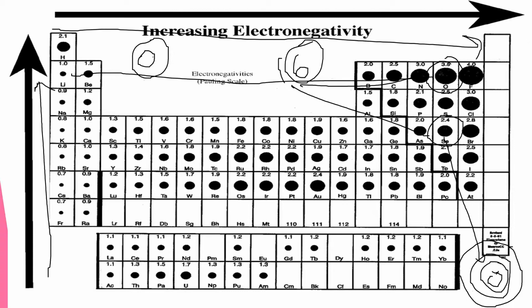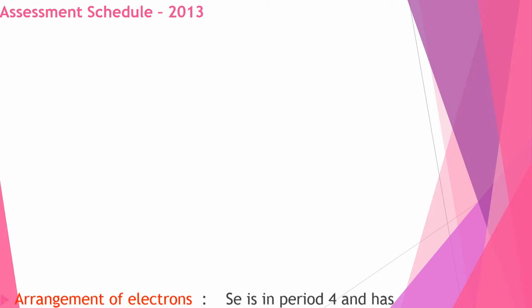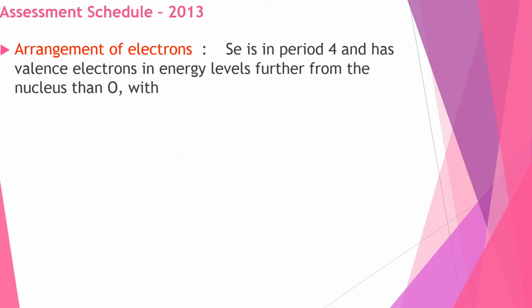So then let's look at how we'll structure our answer. How do you now explain why selenium has a lower electronegativity value as compared to oxygen? When you're answering, you keep this format, and that will help you discuss the arrangement of electrons first. So I've said here that Se, which is just selenium, is in period 4 and has valence electrons in energy levels that are further from the nucleus than oxygen, which is in period 2 and has its valence electrons closer to the nucleus. So what happens because of that?